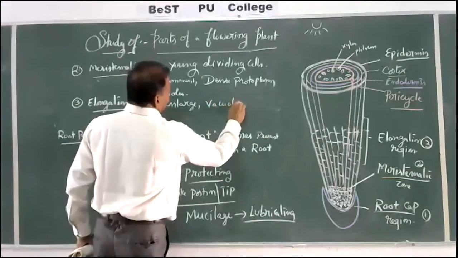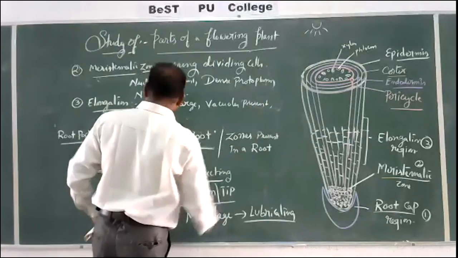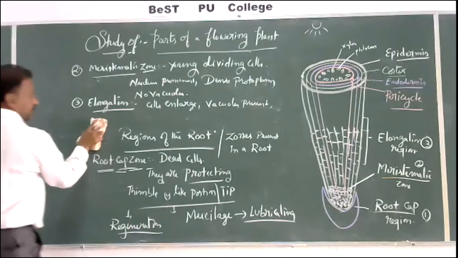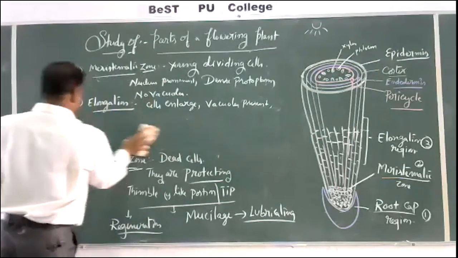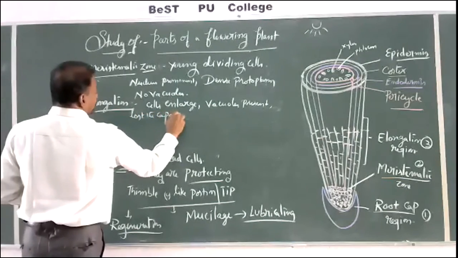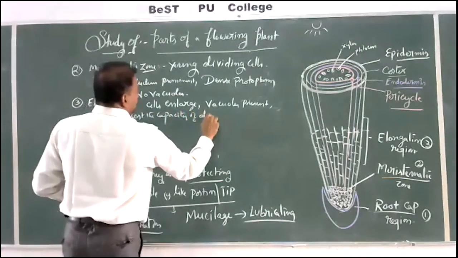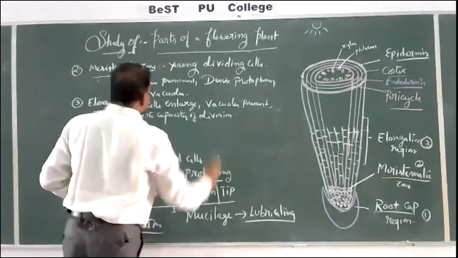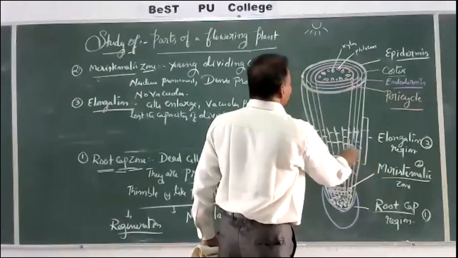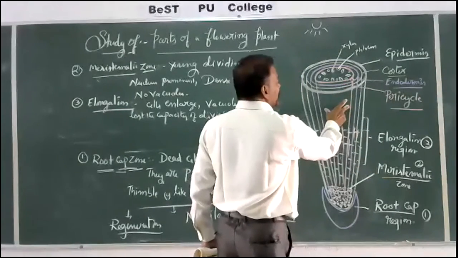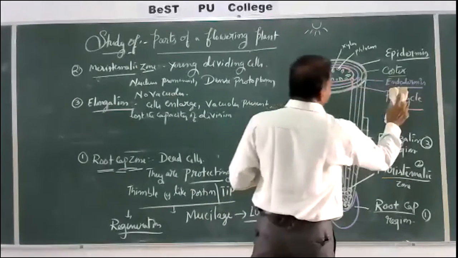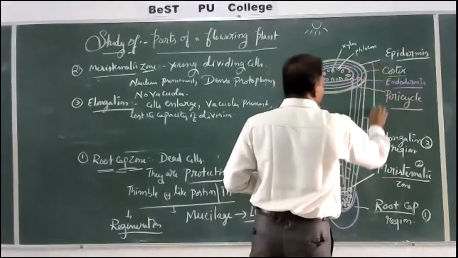Vacuoles are present. Lost the capacity of cell division. So these are the characteristic features. Gradually, the elongation zone enters into the mature zone. The total area is called the maturation zone. Maturation zone, you can write here.